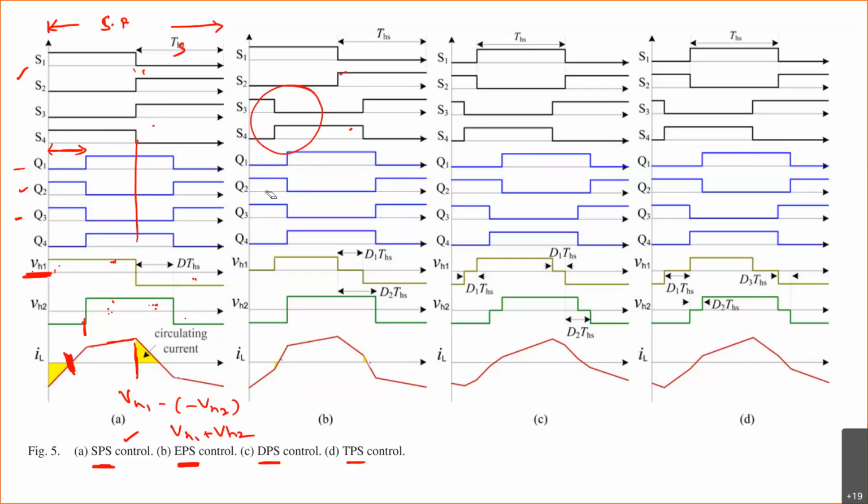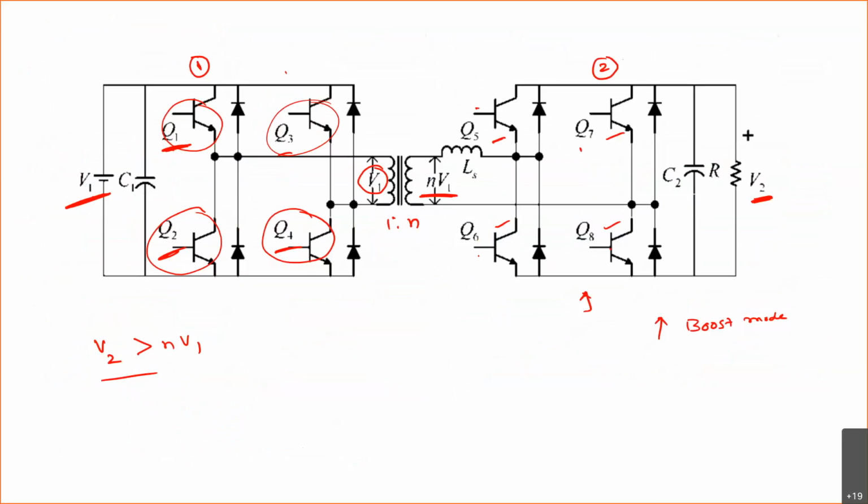Now come to this double phase shift. Here there is a phase shift within the H bridge, and externally, between the H bridges, there is another phase shift. That means these two are operated in phase shift manner, this is also operated in phase shift manner, and there is a phase shift between 1 and 2. So that is double phase shift. Clear?